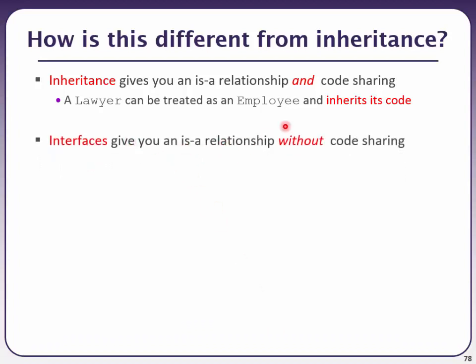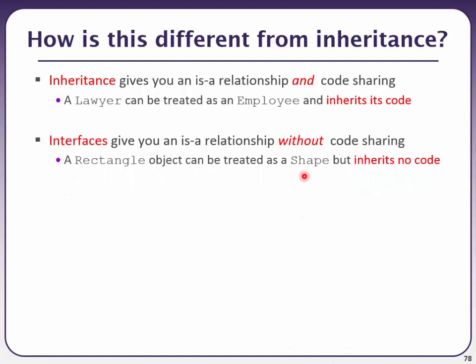Now, the interface also gives you that is-a relationship. So if you said, for example, employee was an interface, you could still define a lawyer class that implements that interface, and you could say that a lawyer is a kind of employee. So the semantic relation here, the logical relation between the class and the interface, and the class and the superclass, are very similar, but there is absolutely no code sharing.